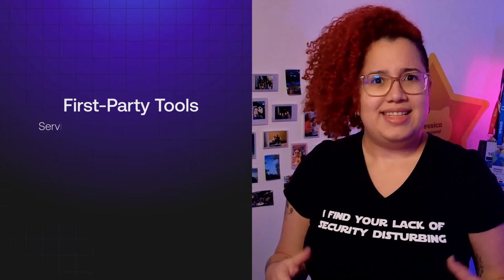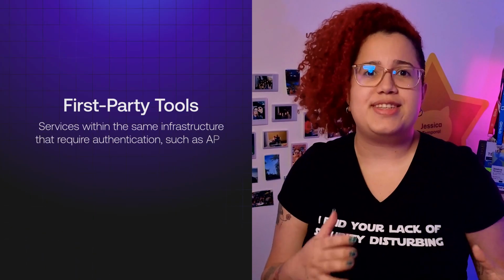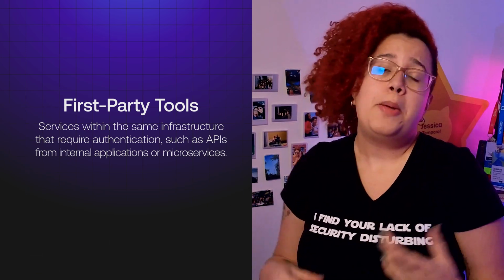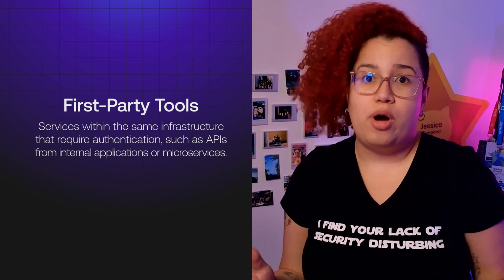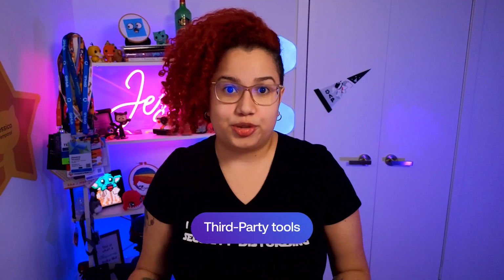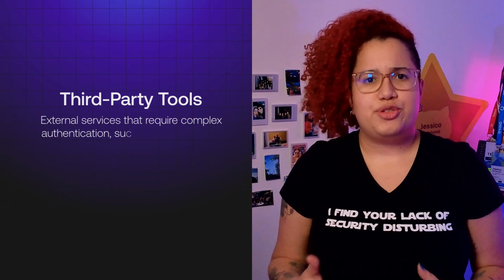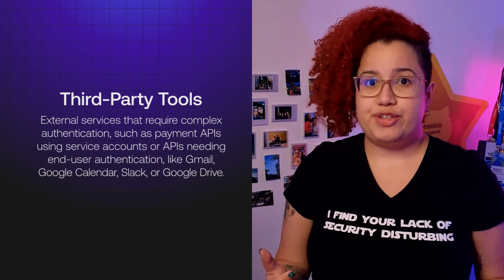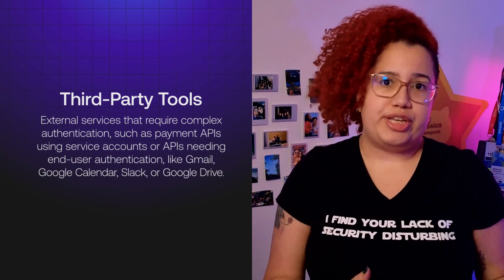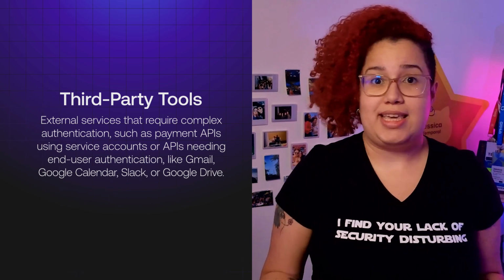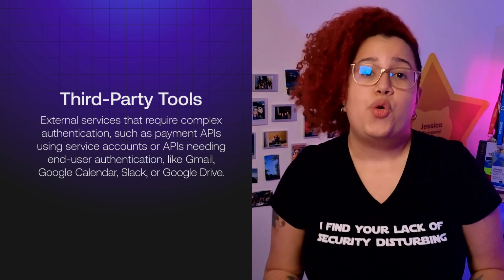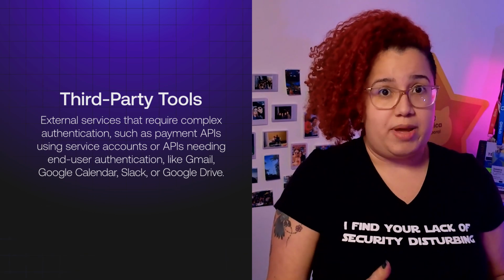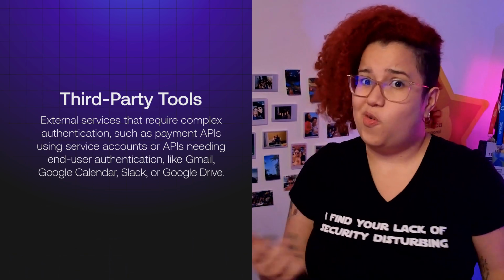First-party tools. These are the services that are part of the same infrastructure and require authentication, like an API provided by another internal application or a microservice. Third-party tools. These are external services that require more complex authentication. They could be services that are authenticated using a service account or an API key, like a payment API, or services that need to be authenticated by the end user, such as Gmail, Calendar, Slack, or Google Drive.